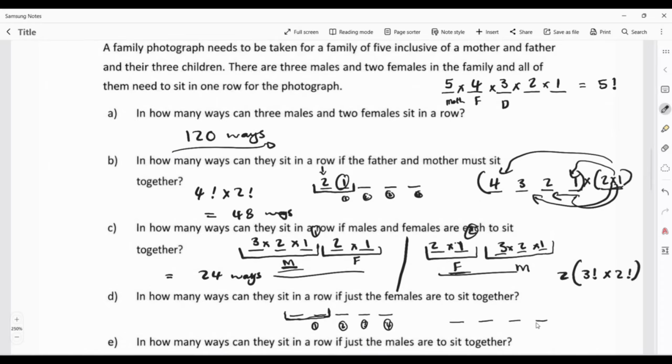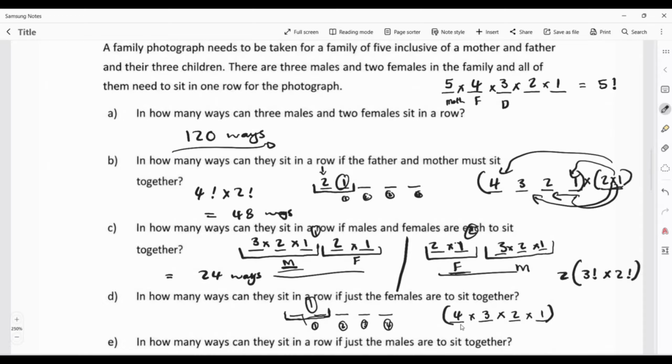Now, the first space can be occupied by one person out of how many? Out of 4. I'm talking about this unit, I'll count it as one person. If one person occupies there, how many can occupy here? 3. And if one occupies there, how many now? 2. And lastly, 1.